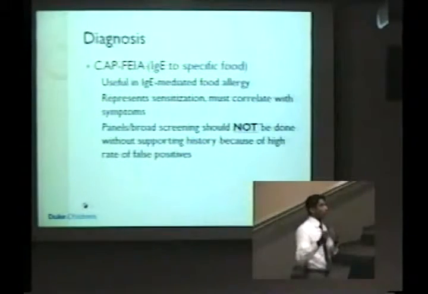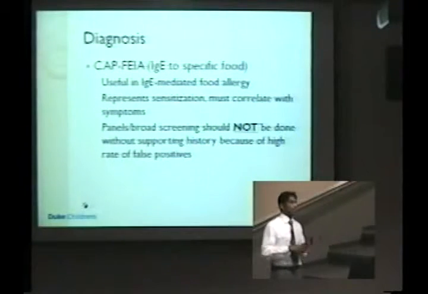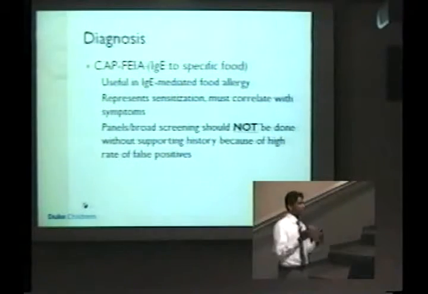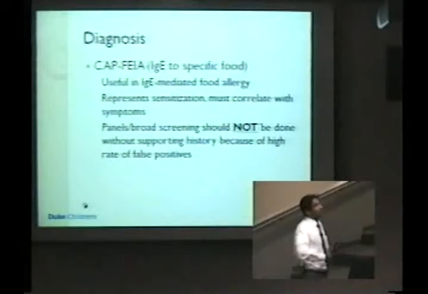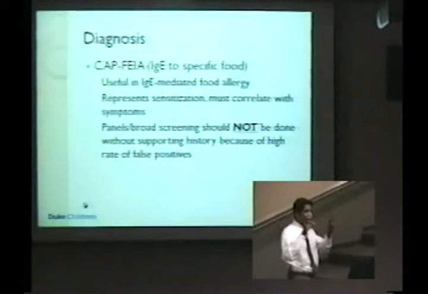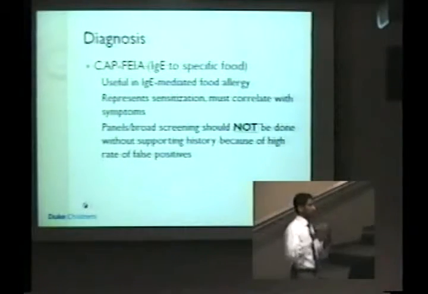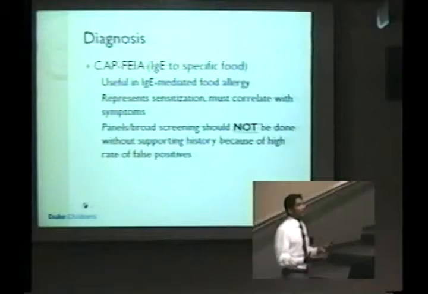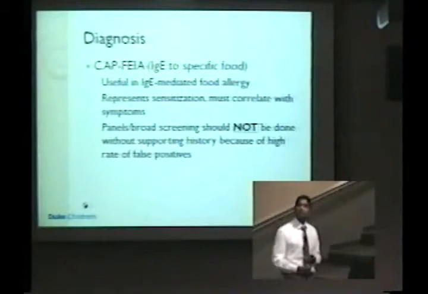Because of that, we really frown upon shotgun testing. Someone comes in with a reaction, they don't know what it is. Well, let's test for 20 different foods through this blood testing and see what happens. We see a lot of patients that come in with so-called positive blood results for 10 different foods, so they're not eating anything. They're incredibly restricted. That's not the right way to do things.